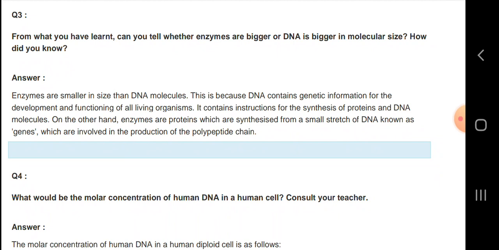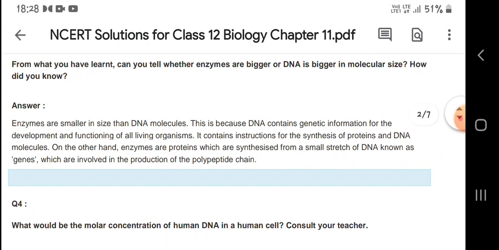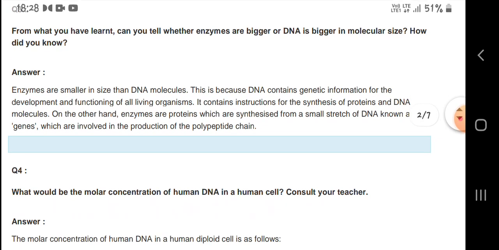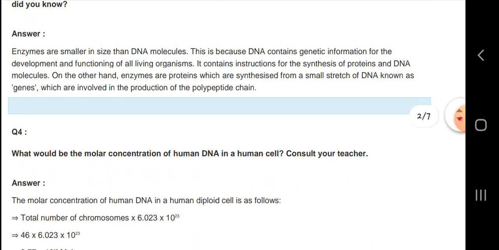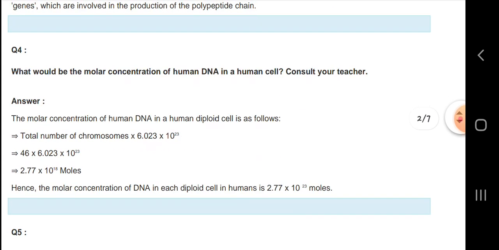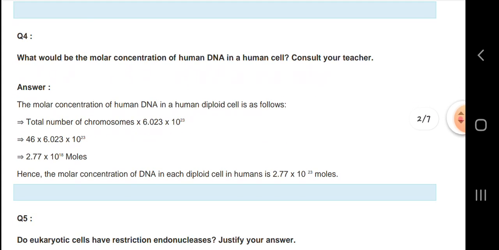Next, let us know which is bigger in molecular size, DNA or enzymes. Enzymes are smaller in size than DNA. This is because DNA contains genetic information for the development and function of all organisms. It contains the instructions for the synthesis of proteins and DNA molecules. On the other hand, enzymes are proteins which are synthesized from a small stretch of DNA known as genes.